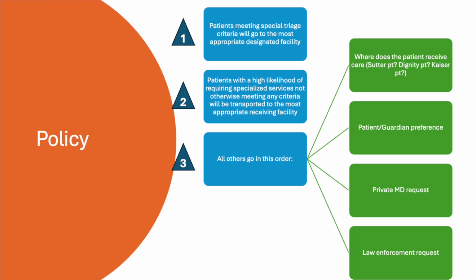Or it doesn't matter, right? And that's not the decision point. That's not an argument you need to get in the middle of. This is taking them to their home system, and then after that, if they don't have one, then it's patient or guardian preference, and then it's private MD request, and then law enforcement, kind of in that order as you're going down the chain. So just a few special considerations.